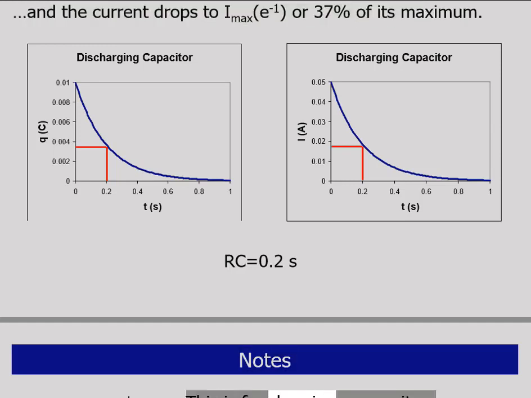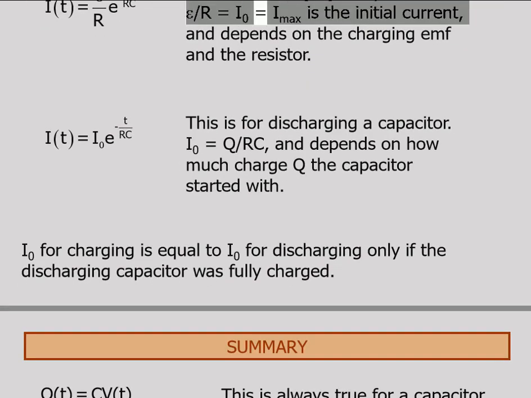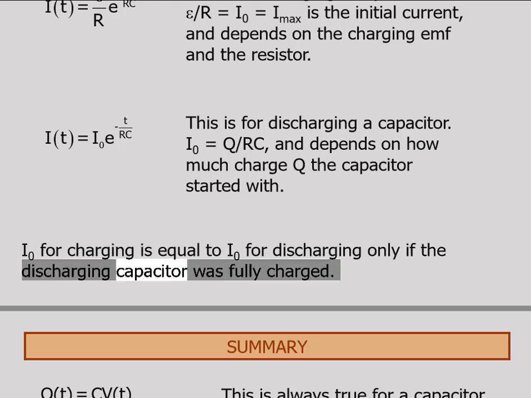Notes. This is for charging a capacitor: ε/R = I0 = I max is the initial current, and depends on the charging EMF and the resistor. This is for discharging a capacitor: I0 = Q/RC, and depends on how much charge Q the capacitor started with. I0 for charging is equal to I0 for discharging only if the discharging capacitor was fully charged.